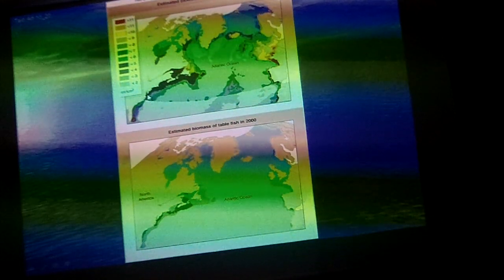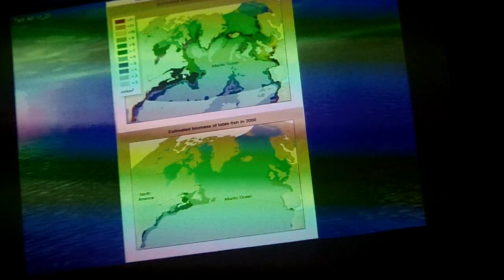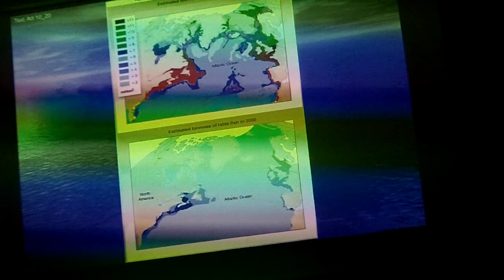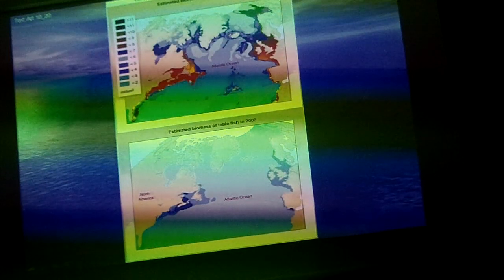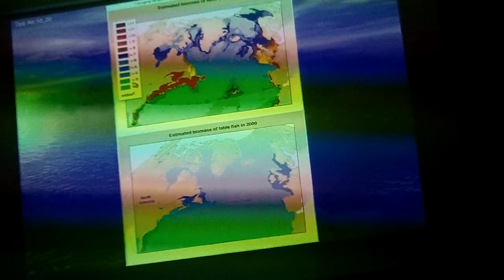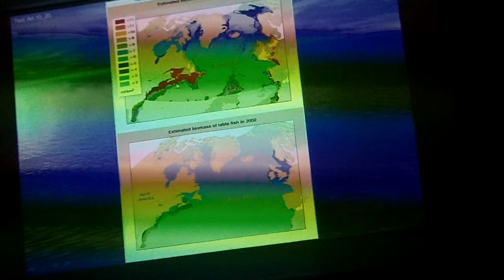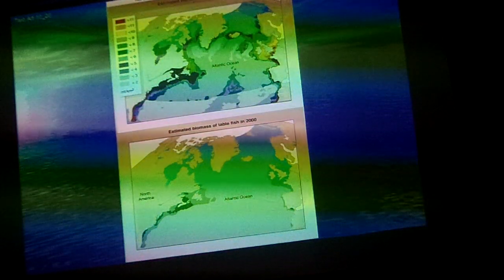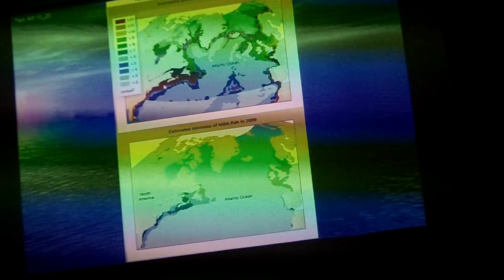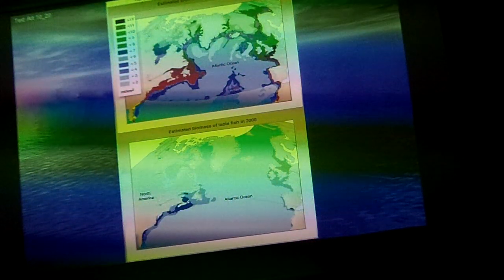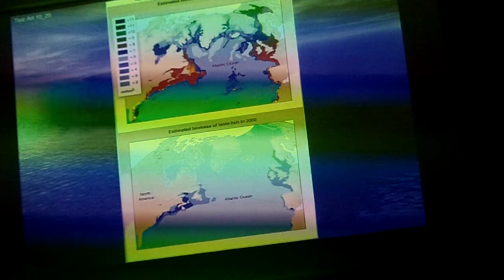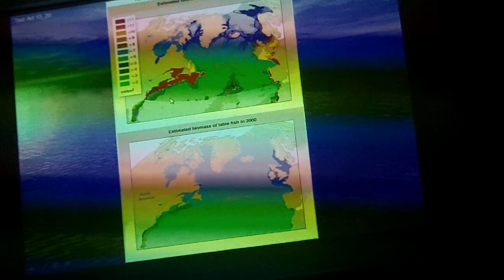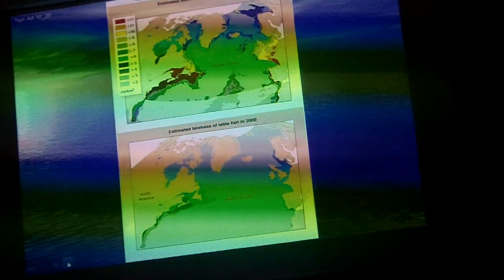You can see here the population of fish in 1900, and the red means a lot of fish basically, and the green or the light blue means not much fish. And you can see this is the coast of the United States here, and you can see there were a lot of fish, especially in the northeast waters here, and now the fish stocks are much lower. So that in 100 years we've lost most or all of our fish.